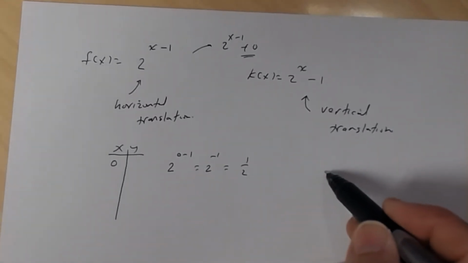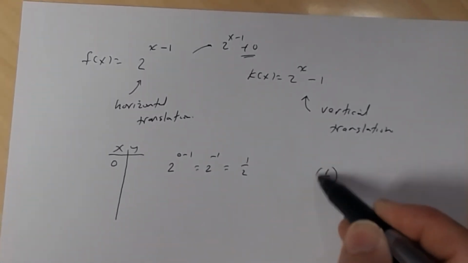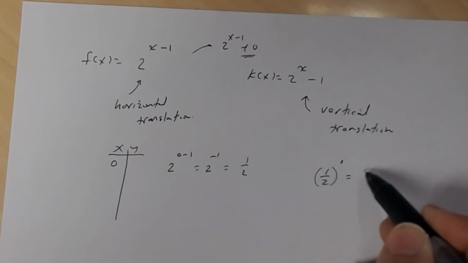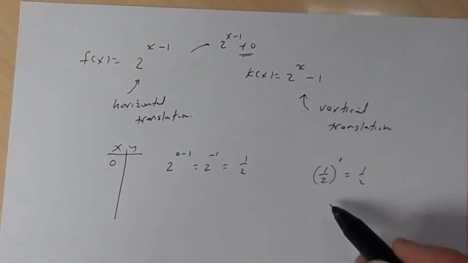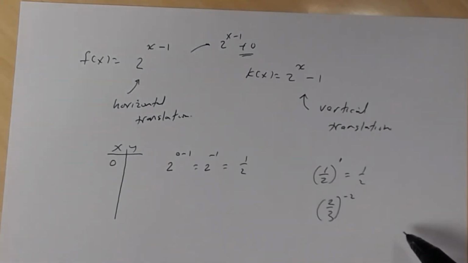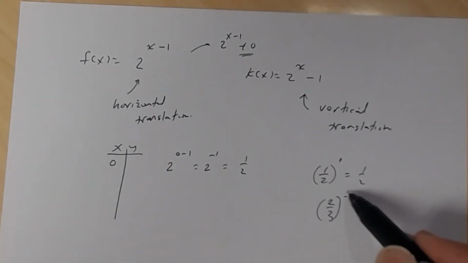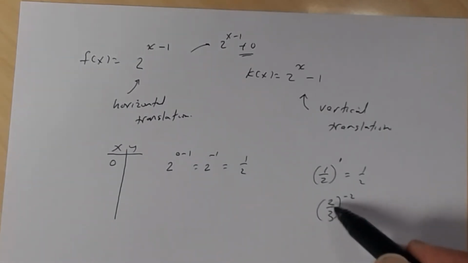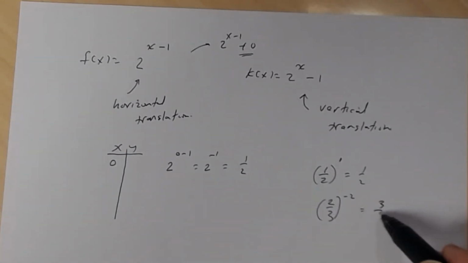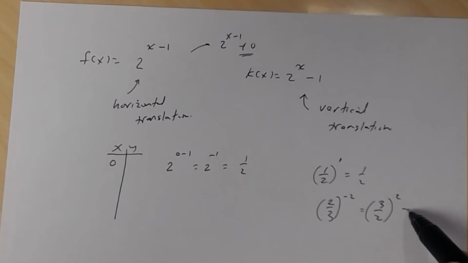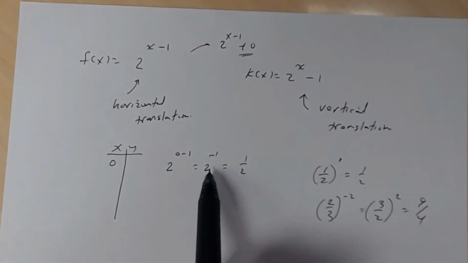So basically what you have is this. You get 1/2 to the first power now, which is just 1/2. So if this was, let's say, 2/3 raised to the negative second, just a review, if you want to make this exponent positive, you'd have to take the reciprocal of the base. So that's 3/2 and then squared, which will be 9/4. But just use your calculator.